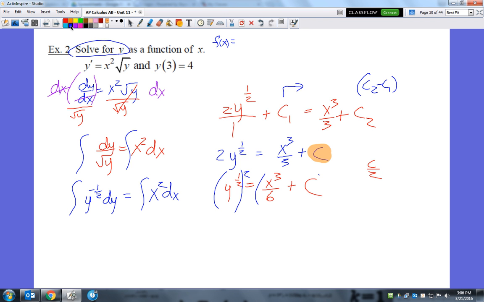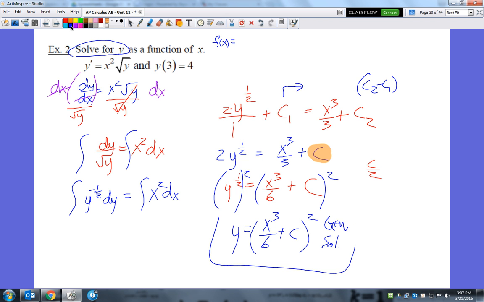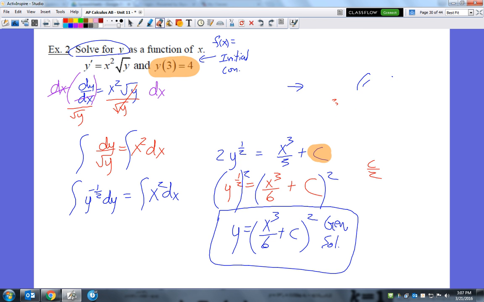If I square both sides, I'm going to get y is equal to all of that thing that you see, (x cubed over 6 plus c) squared. And this is the general solution. So the general solution would be my answer if and only if I was not given an initial condition. So this is an initial condition. This is a point that you're given that you will use to find c, so that you can give the particular, the more detailed, exact answer to the differential equation rather than the general.